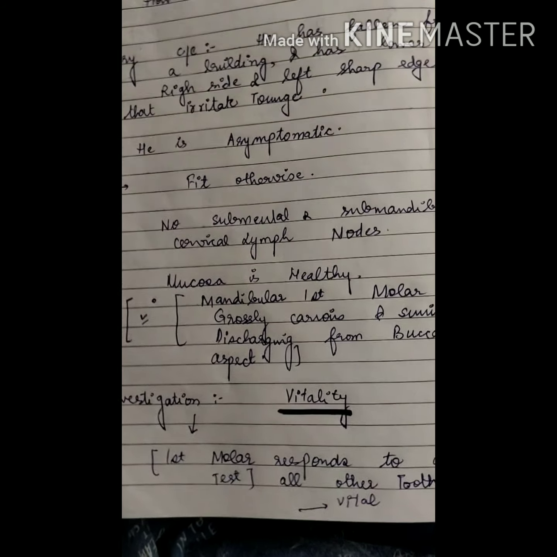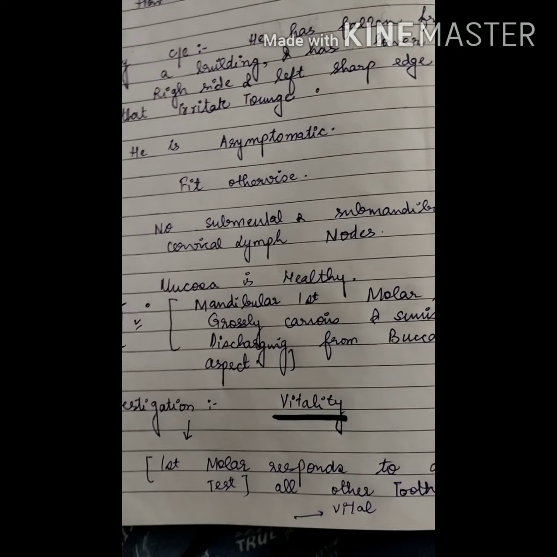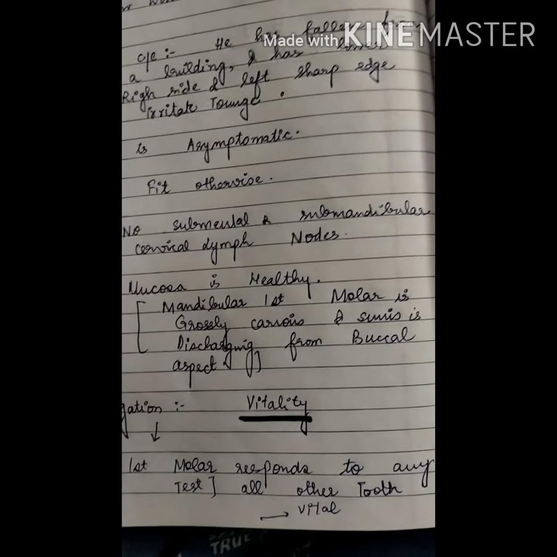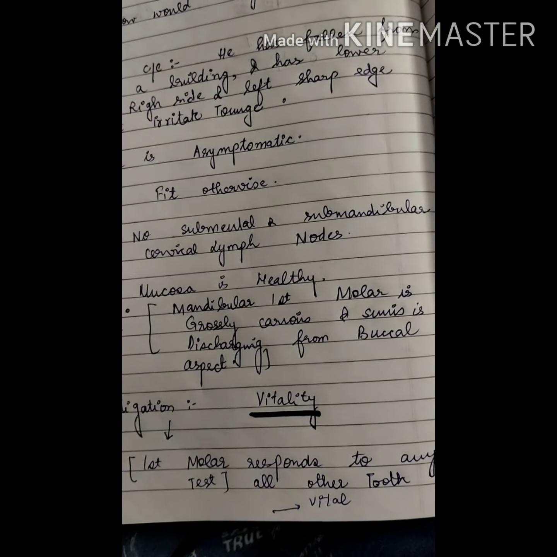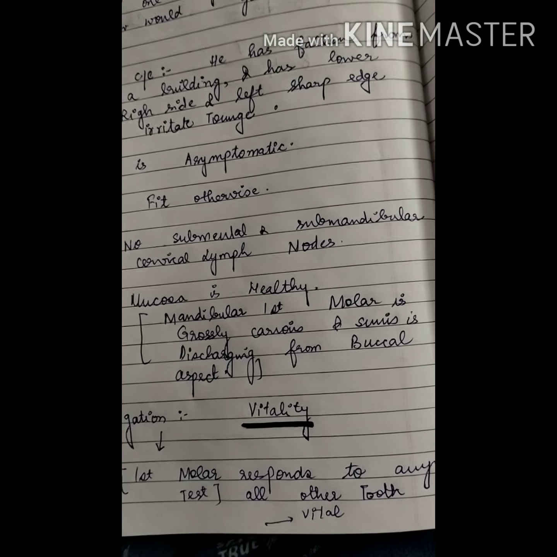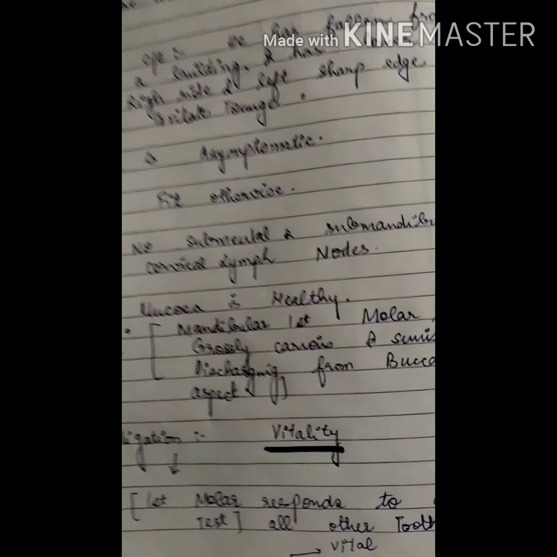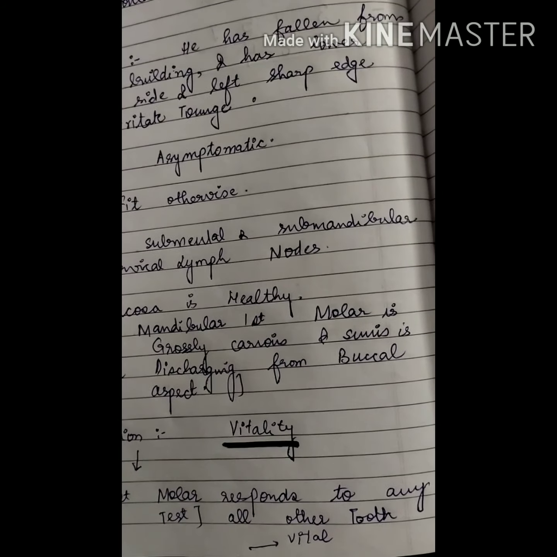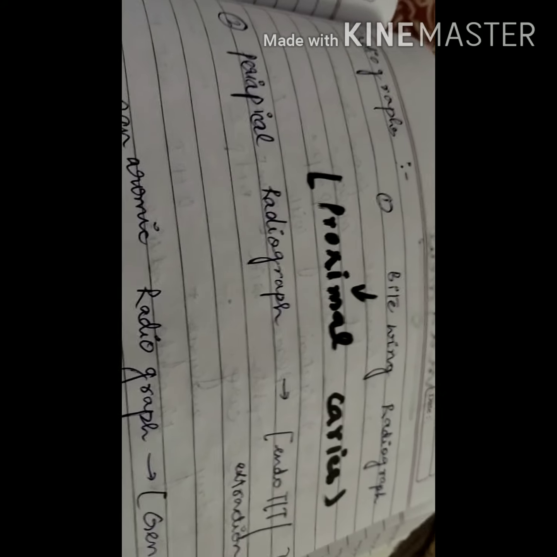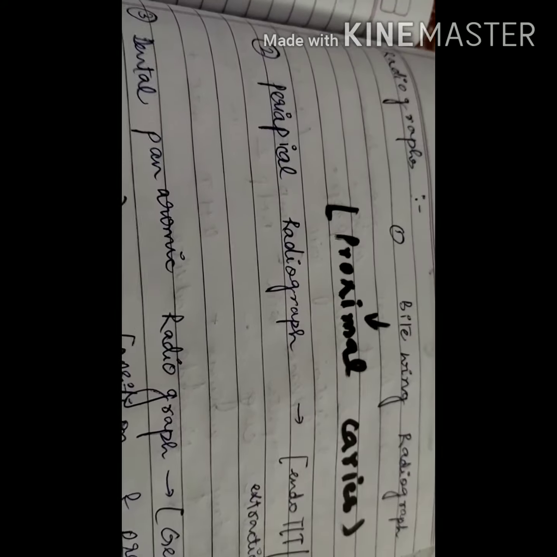Investigation: we do a vitality test. In the vitality test, we observe that the first molar does not respond to any test, while all other teeth are vital. We simply conclude that the first molar is non-vital and all other teeth appear vital. Now, as the next step, we will take radiographs, different types of radiographs.